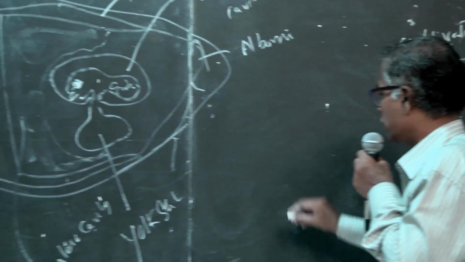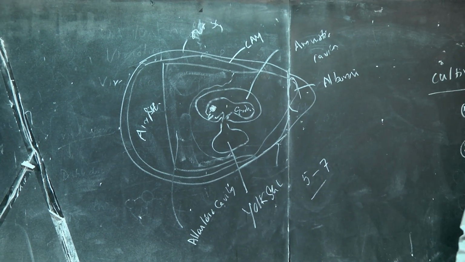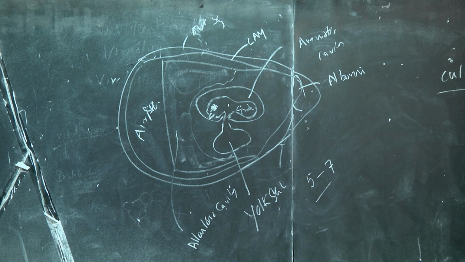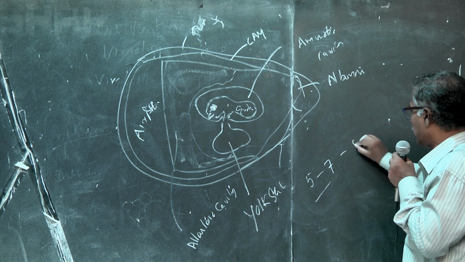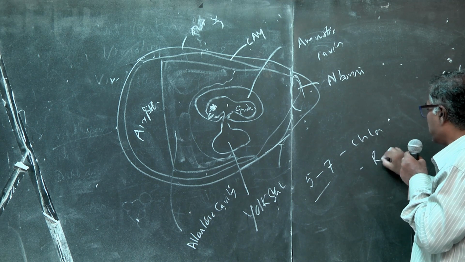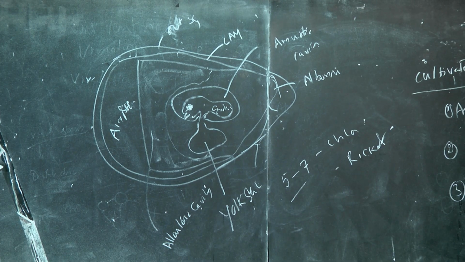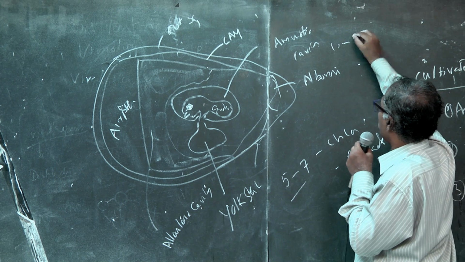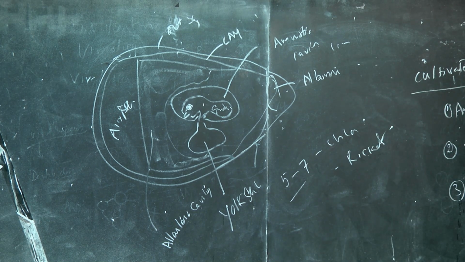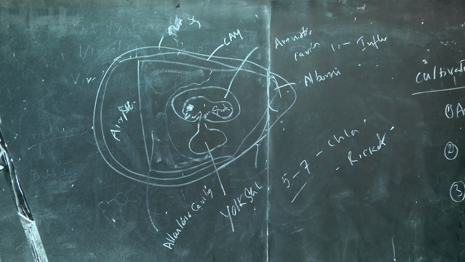Then comes the yolk sac. This yolk sac, usually 5 to 7 days old, is ideal. A 5 to 7 day old embryonated egg is ideal for studies on the yolk sac, and this yolk sac helps for the development of chlamydia and rickettsia. Then what is left over is the amniotic cavity. Here also around a 10 day old embryonated egg is taken, and this helps for the primary isolation of influenza viruses.